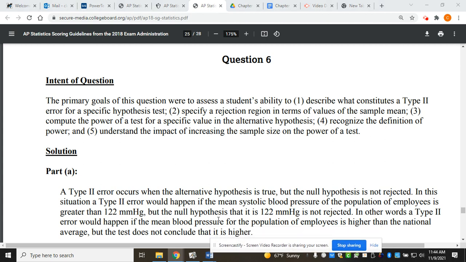In other words, a type 2 error. Okay. Yeah, I don't like maybe the way they worded the end. This is a terrible answer key for them. A type 2 error would happen if the mean systolic blood pressure of the population actually is higher than the national average, but the test does not conclude that it is higher. So the data showed that it is not higher, but it actually is. I don't know why they wrote all that stuff ahead of that, except to be confusing.